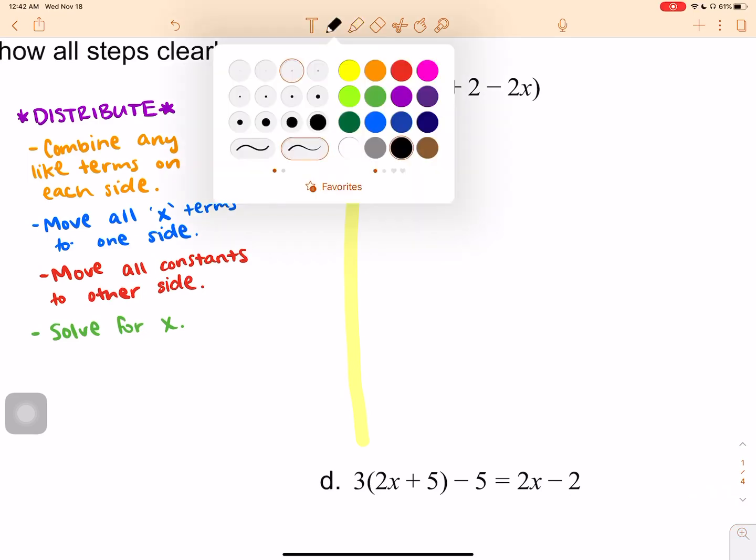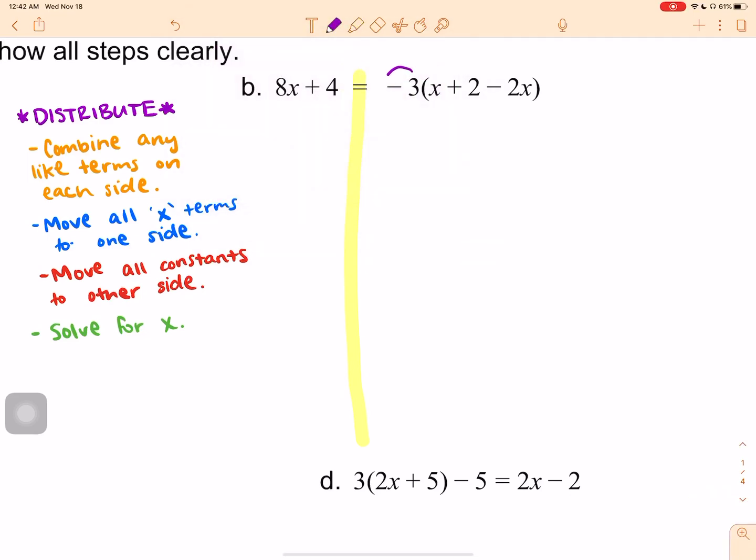I do see that negative 3. So this negative 3 here is attached to my parentheses. So I need to distribute the negative 3 to every term inside of the parentheses. Now inside the parentheses here, this is what we would call a trinomial because there are 3 terms. The x is a term, positive 2, and negative 2x. Okay, so we are distributing that negative 3 to each of those pieces.